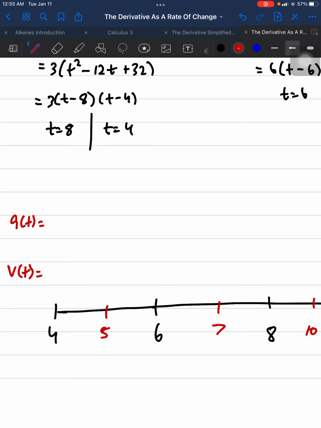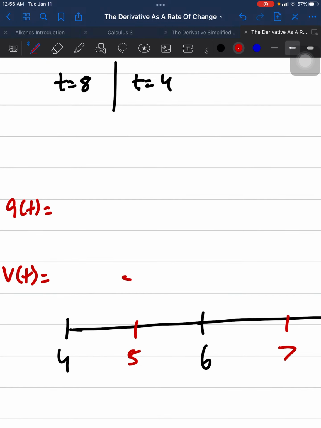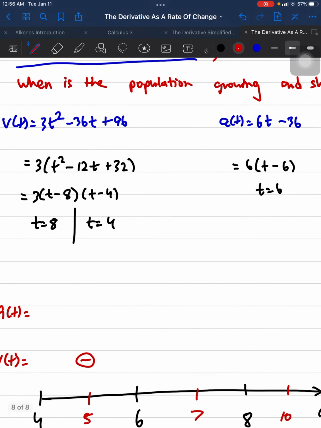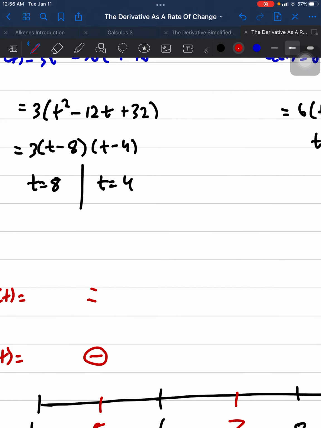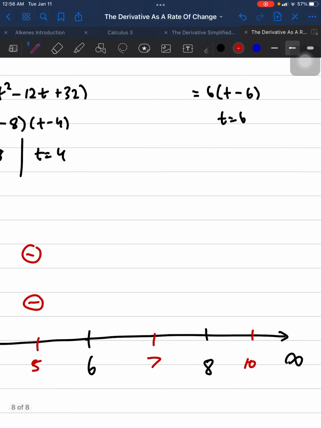So v of t. Now we plug in 5. When we plug in 5 for v of t, we get a value of -9. So there's going to be a negative value for velocity here. When we plug in 5 for the acceleration function, 30 minus 36, so it's going to be a negative value, -6, so it's going to be negative again. So in between 4 and 6, they're both the same sign.